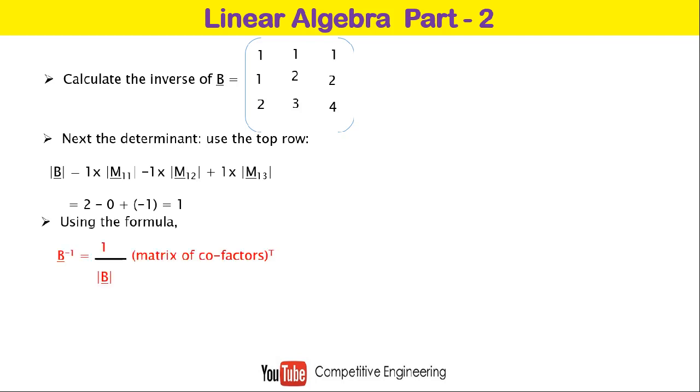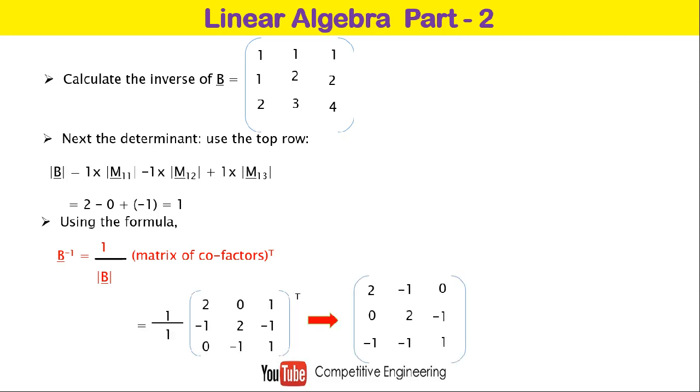Then using the formula, B inverse is equal to 1 by determinant into the transpose of the matrix of cofactors. By individually finding the cofactor values, we will get the cofactor matrix, and we will find the transpose of that, which is called the adjoint of the matrix. B inverse is equal to the adjoint divided by the determinant of B. Here the determinant is 1 itself, so 1 by 1 into the transpose of the cofactor matrix. This is the cofactor matrix, so we will get the inverse as this.